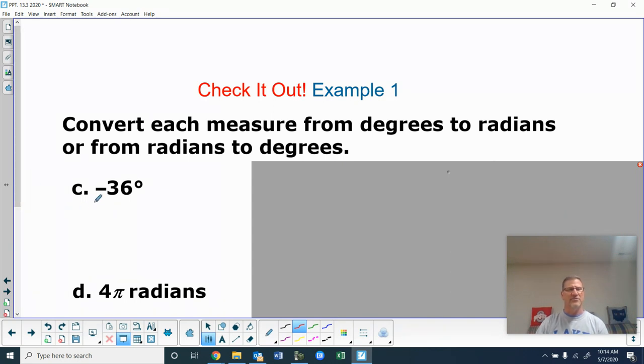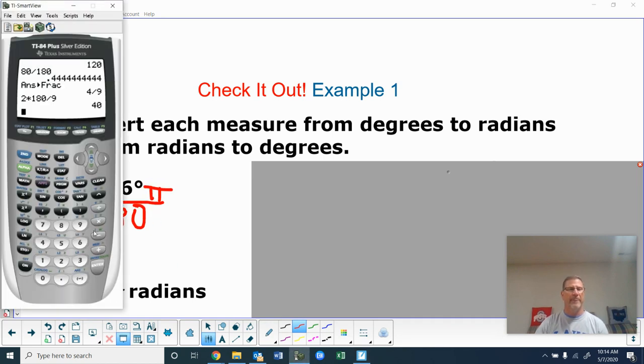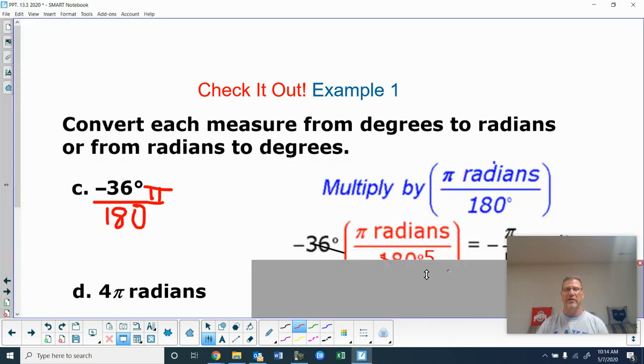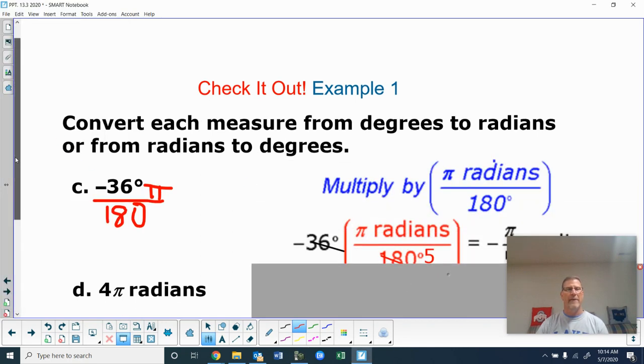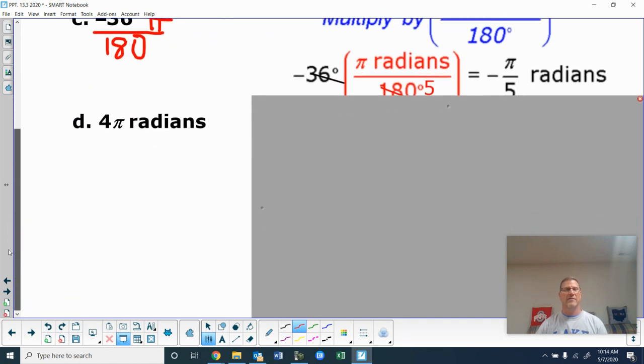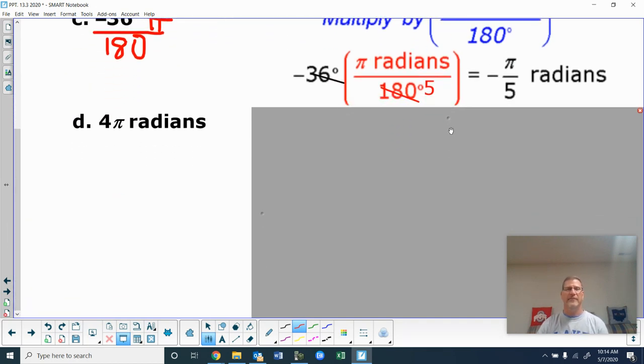All right, again, just do it real quick. 180 in the bottom. Put pi in our numerator. Go to my calculator. It was negative 36. Don't forget that. Divided by 180. And then hit math, fraction, pi over 5. Negative pi over 5. Okay, and then 4 pi radians.